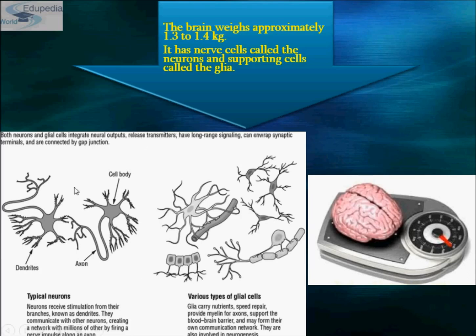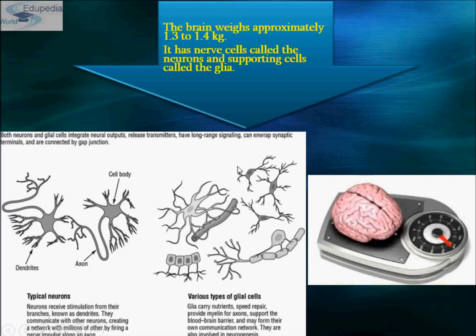This is the typical neuron structure, which has a cell body and dendrites. These small projections are dendrites, and this projection is known as the axon, which I have already taught you in detail in my previous sections of the presentation, so please refer to those presentations also. Neurons receive stimulation from their branches known as dendrites, and they communicate with other neurons, creating a network with millions of others by firing a nerve impulse along the axon.